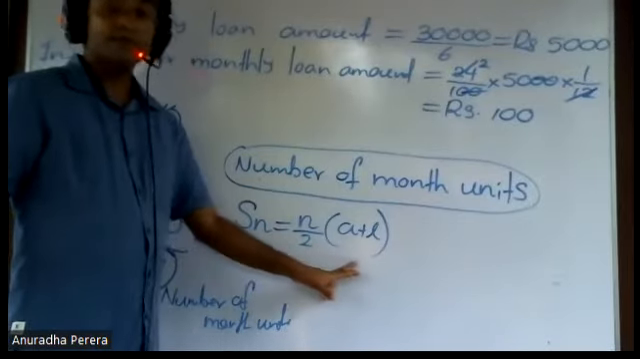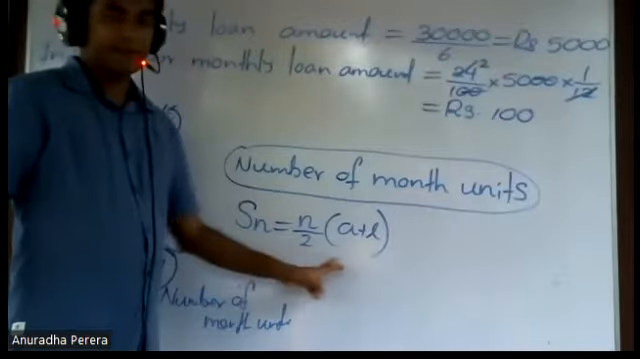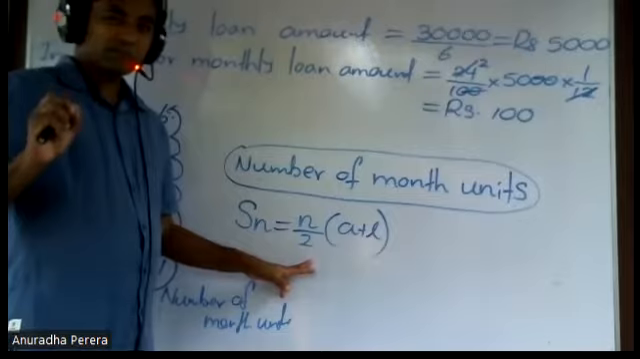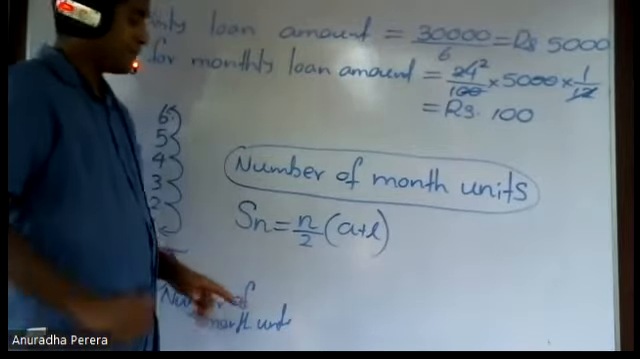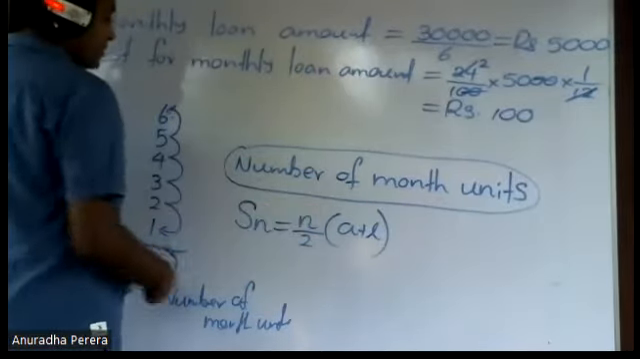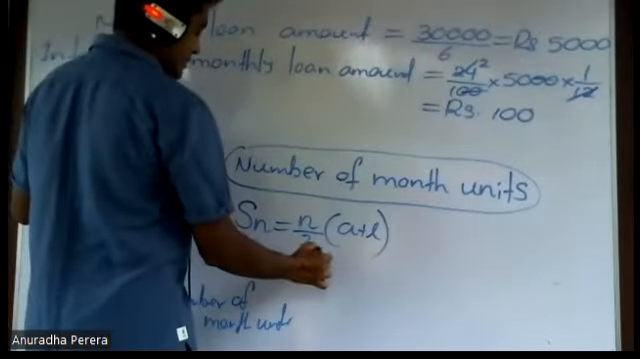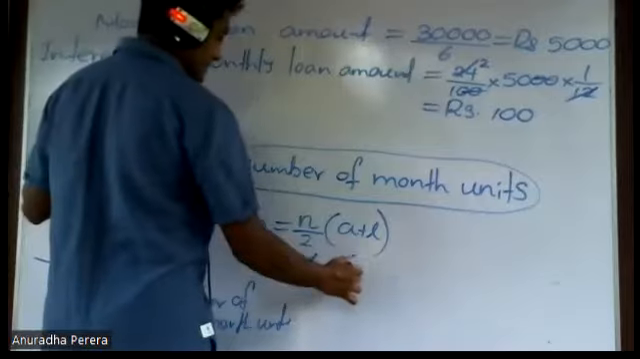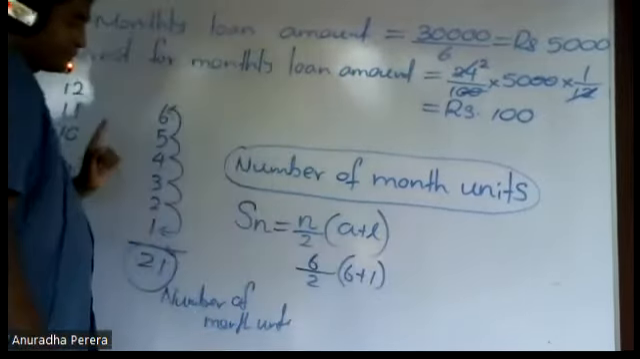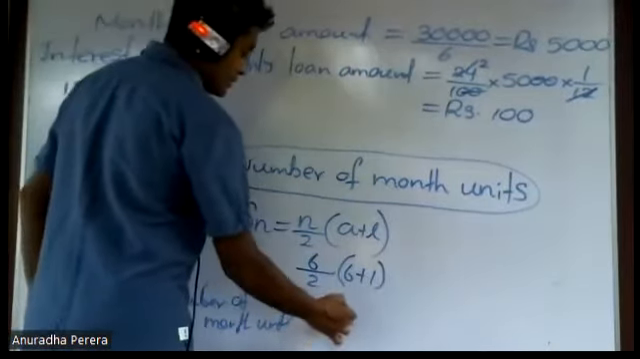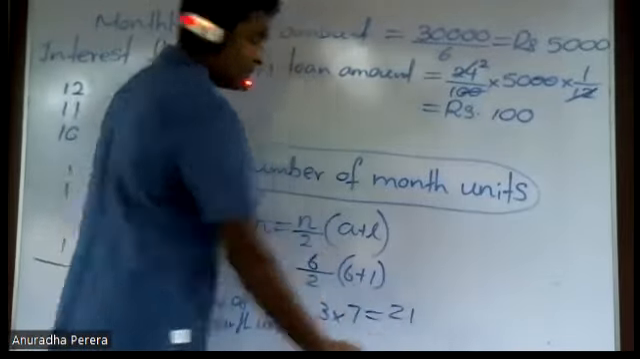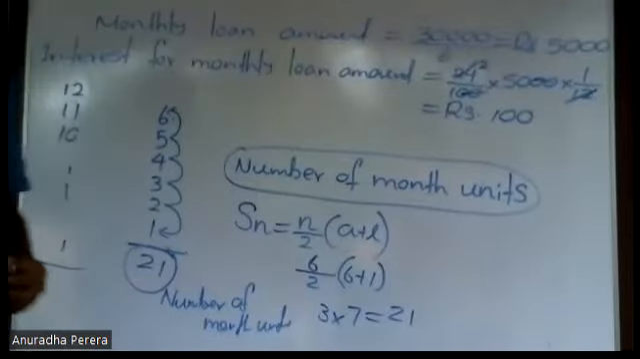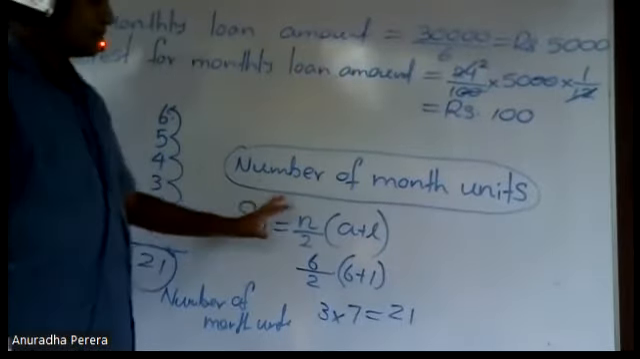This is used to find the sum. There are 2 such formulae to find the sum of an arithmetic progression. N means number of terms. It is 6 in this case. And A is the first term, also 6. The last term is always 1. Then 3 into 7, the answer is 21. Very easily we can determine number of month units using this formula.